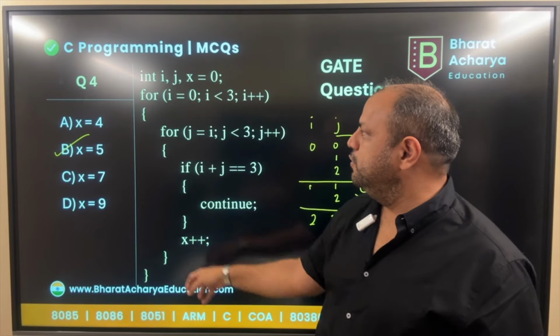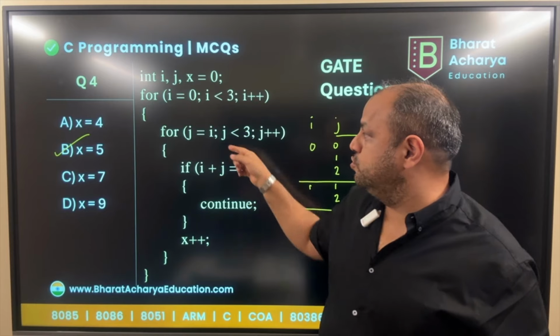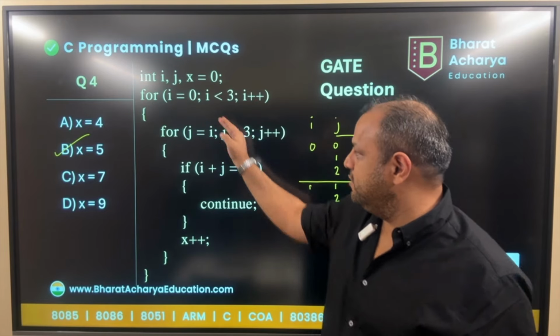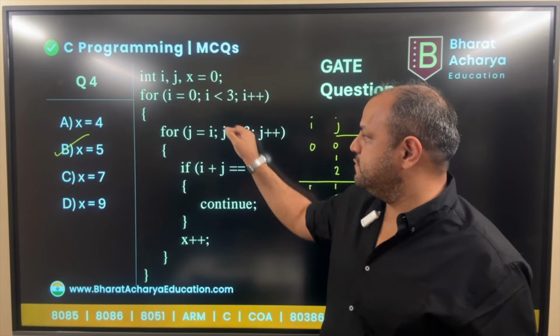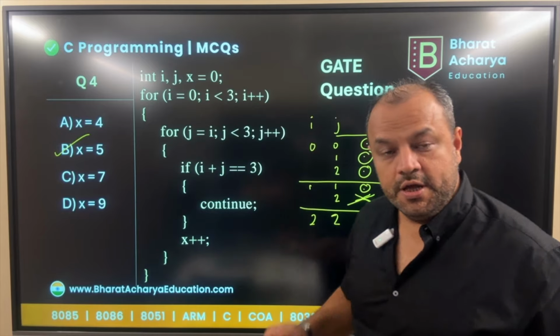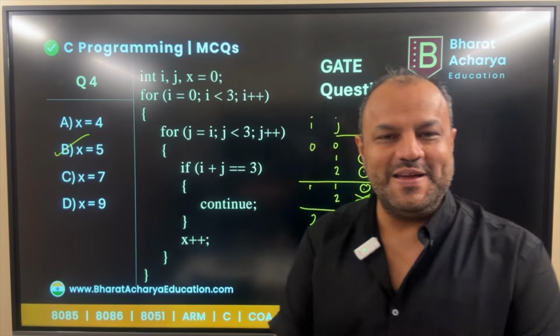The outer loop will do 3 iterations. The inner loop, if it started from 0, would also do 3 iterations. But because it starts from I, when I is 0, it will do 3 iterations. If I is 1, it will just do 2 iterations. If I is 2, it will just do 1 iteration. So if you understood how this nested loop works, the question becomes very simple.